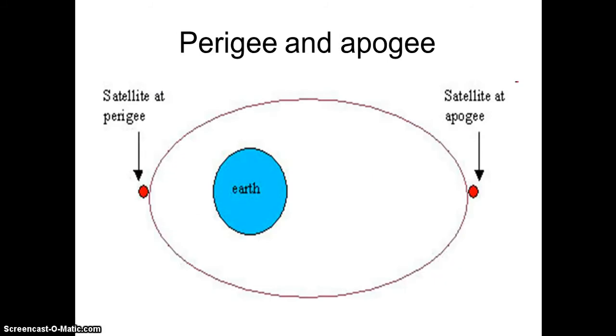Apogee and perigee describe the Moon in relationship to the Earth. The Moon orbits the Earth in an ellipse or an oval. Apogee is the point in its orbit when it is farthest from the Earth. Perigee is the part of the orbit when it's closest to the Earth. Please tell me, what is the name of the position of the Moon when it is farthest away from the Earth? That is question 12.